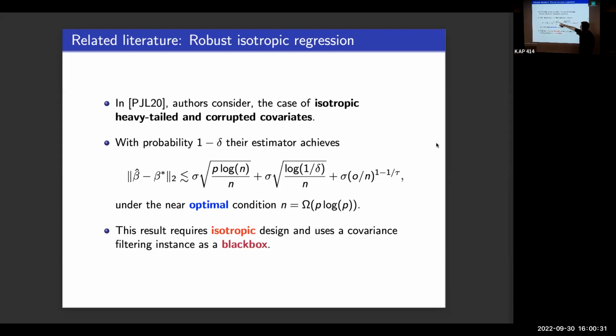And actually they achieve the optimal bound. That is exactly P over N, the log for the sub-Gaussian deviations, plus the right dependence on O over N. So this is an optimal result with a nearly optimal condition, N over P roughly. This is the best you could get so far.